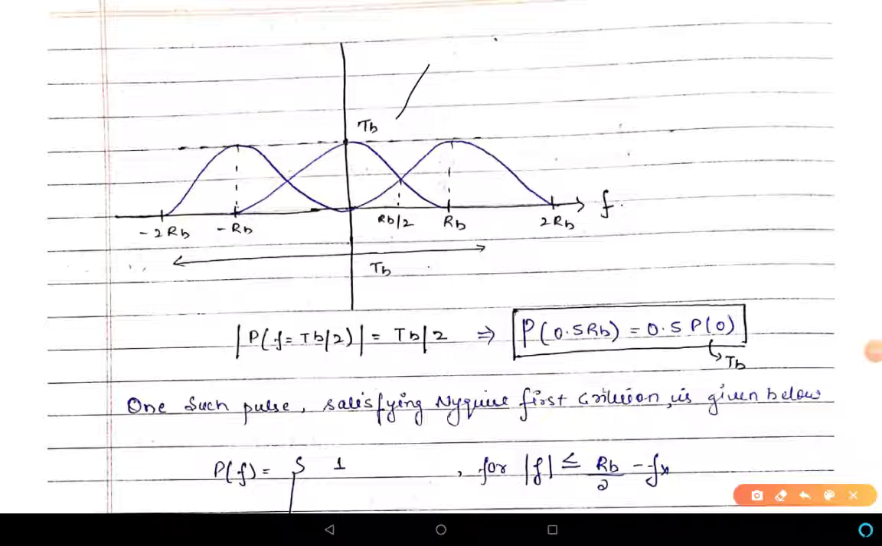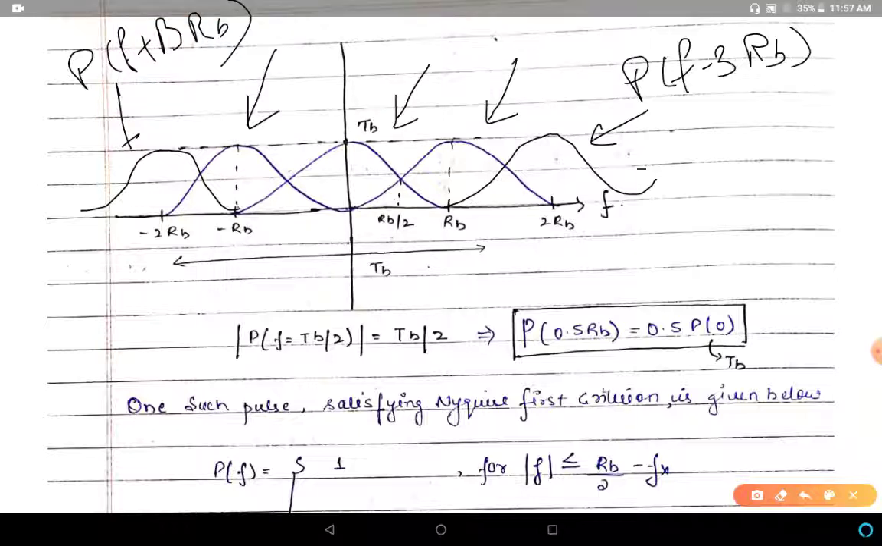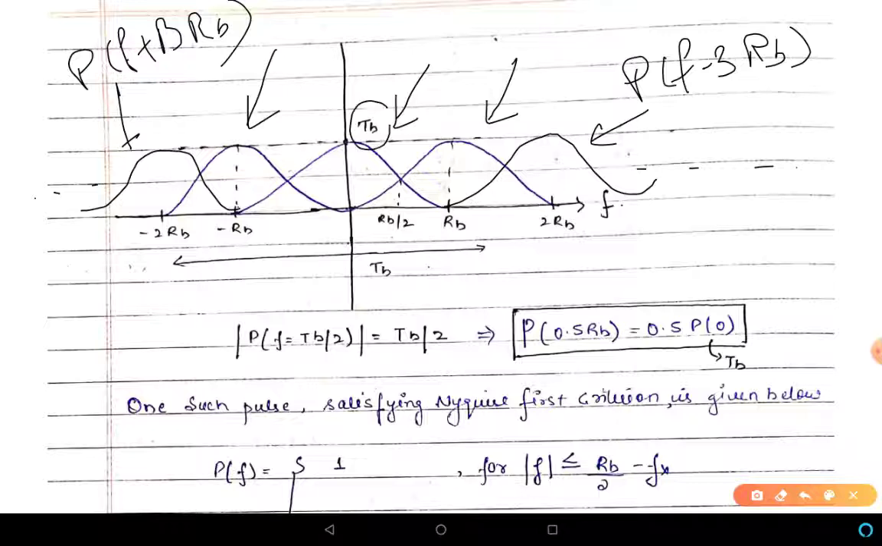So what is done? What is this? This is P(f). What is this? P(f) minus Rb. What is this? P(f) minus 2Rb. Similarly, if I plot this way, then we will have P(f) minus 3Rb. In the similar way, we have here P(f) plus 3Rb, and so on. And if I sum them up, the result is going to be Tb.